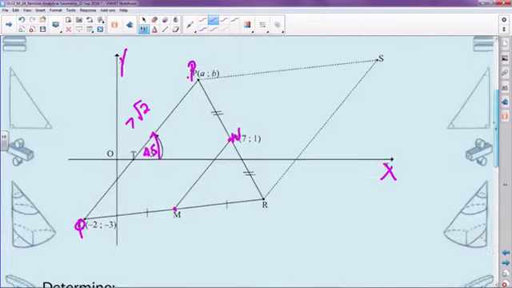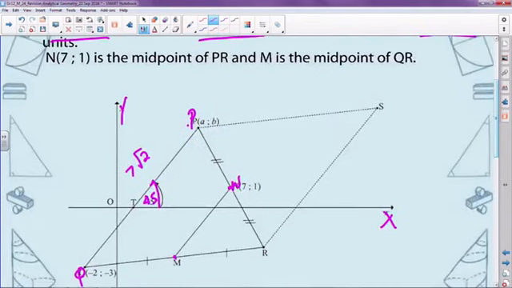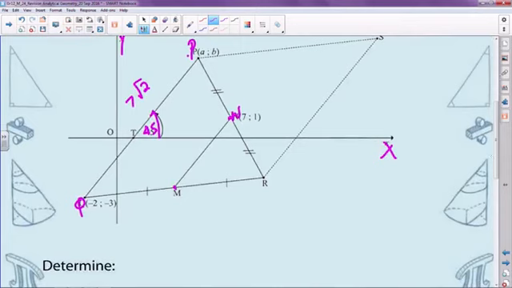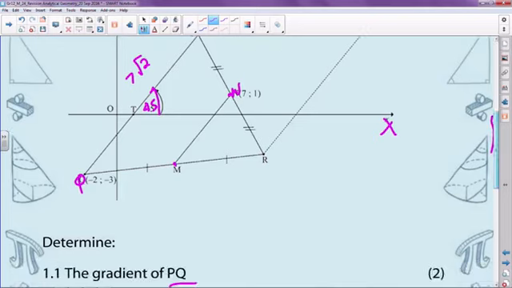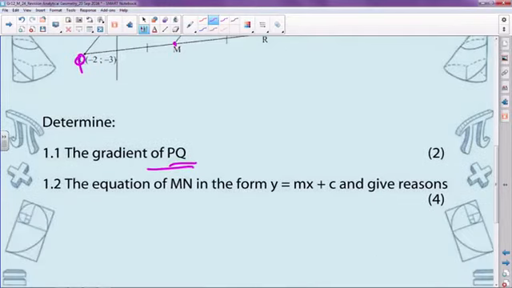Okay, already by listing all of that information from the given information onto your diagram, you should start thinking and formulating a plan. If they give me the angle that a line makes in the positive direction of the x-axis, the chances are they're going to ask you a question about the gradient or the angle of inclination. And the first question proves that, because the first question says, determine the gradient of PQ.